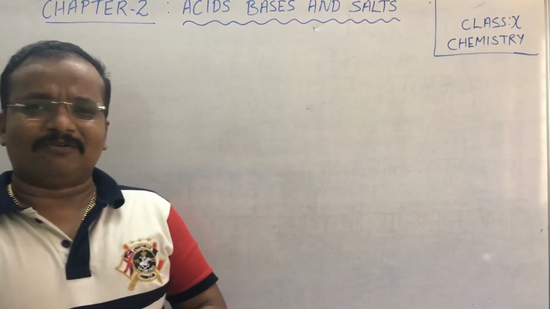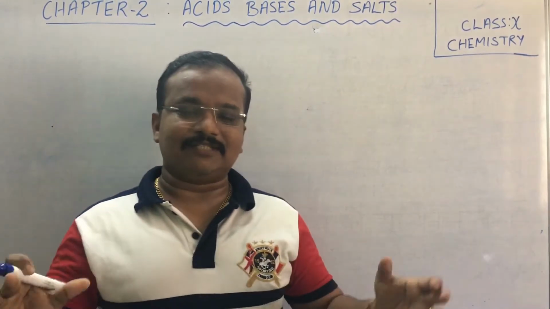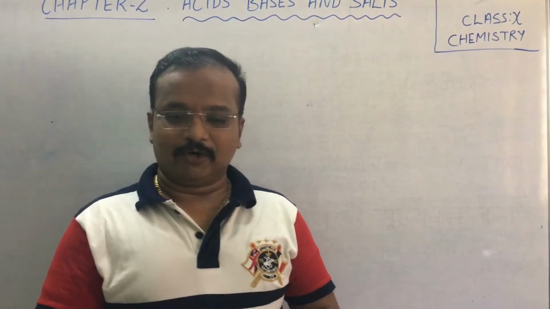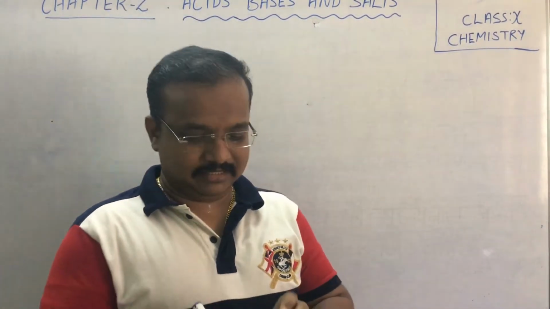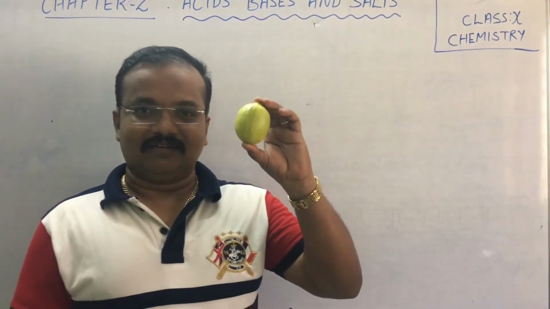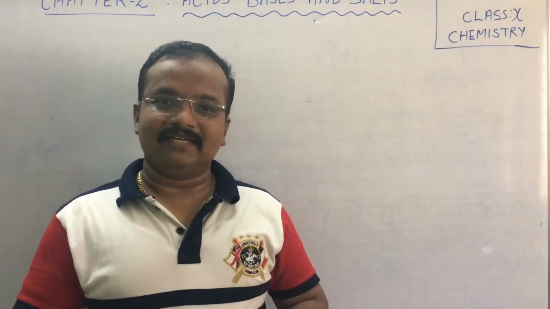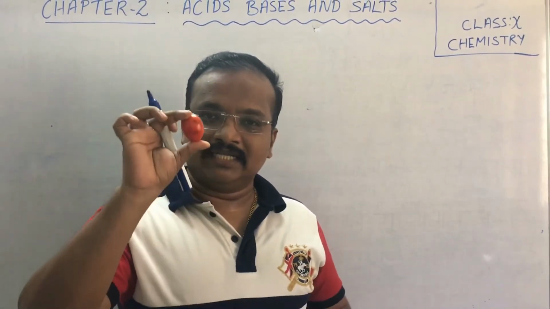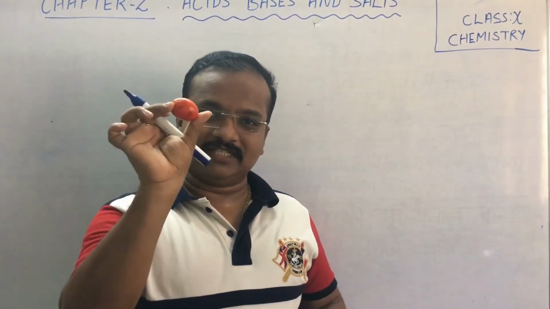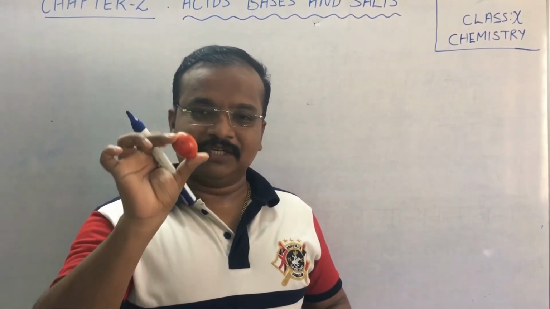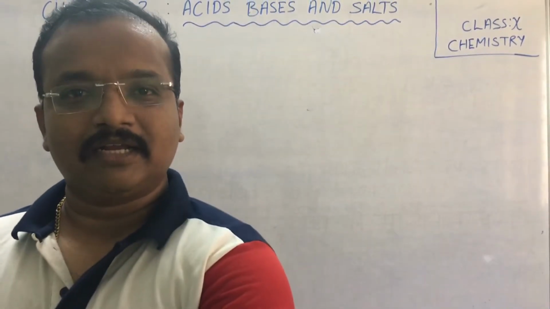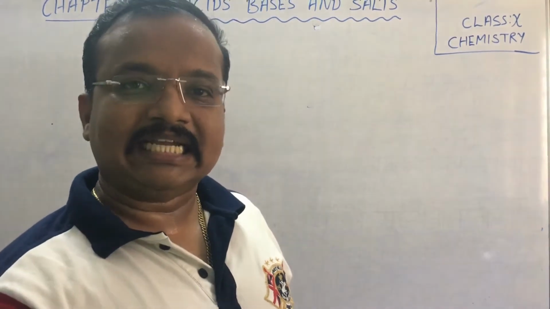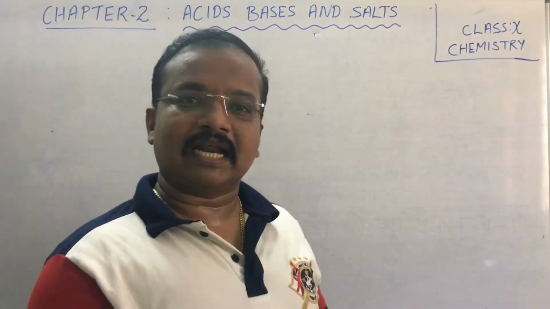Today we will be discussing some things which we come across in our day-to-day life. We know this is a lemon, right? Lemon contains citric acid, whereas this particular substance, you know, this is a tomato, right? Tomato, before ripening, is full of citric acid. The amount of oxalic acid increases as it gets ripened.